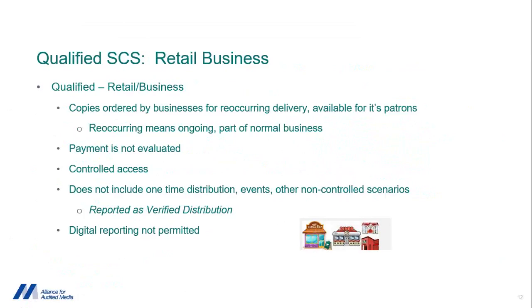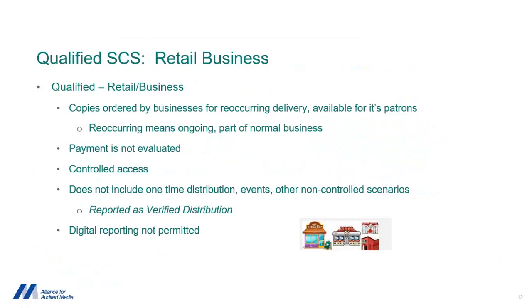The last category we're going to discuss for qualified non-paid distribution is retail business copy. Back in the old days, this used to be referred to as bulk copies. These are copies that a retail establishment, such as a restaurant, a hospital, car dealership, they requested copies to be easily available for their patrons. It's when AAM, that you could have a retail business, you can have a contract with a retailer, a restaurant, and they're paying you for the copies.